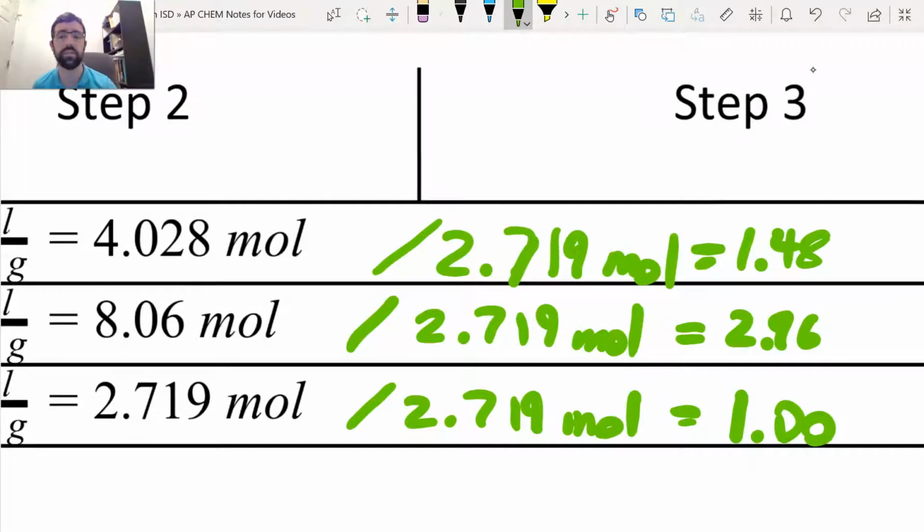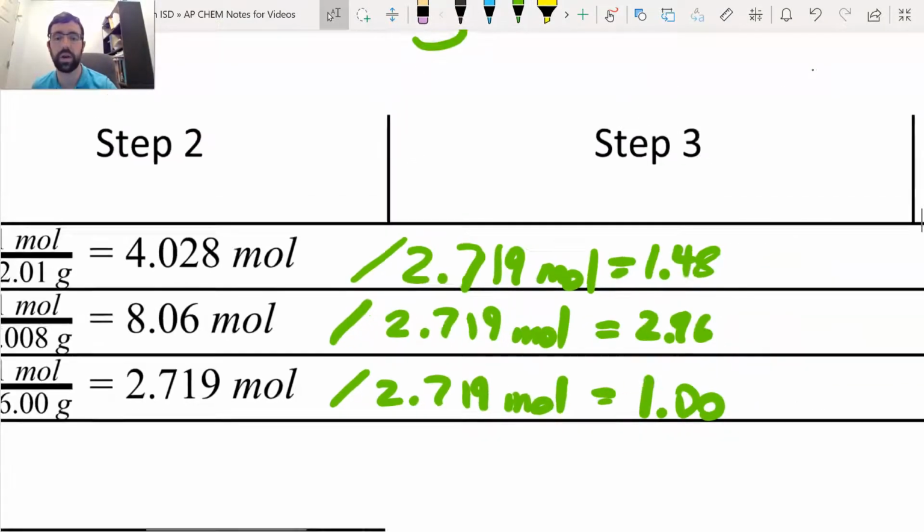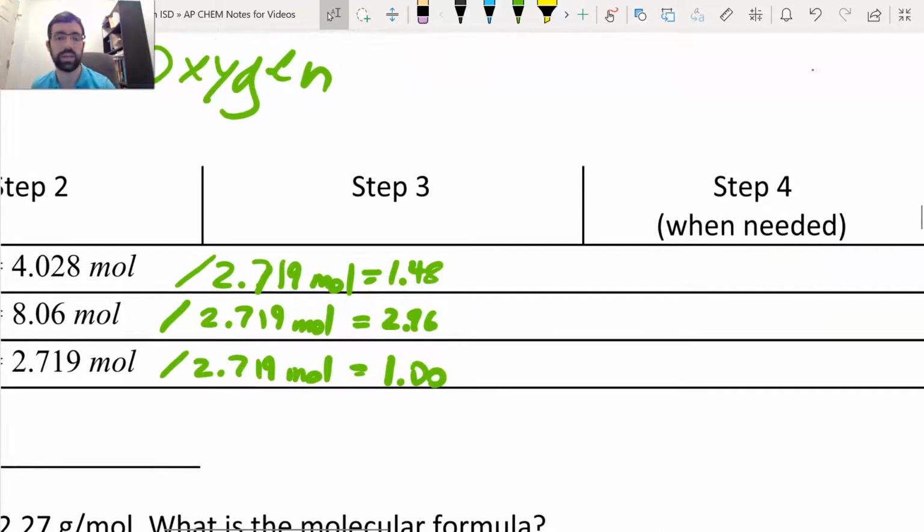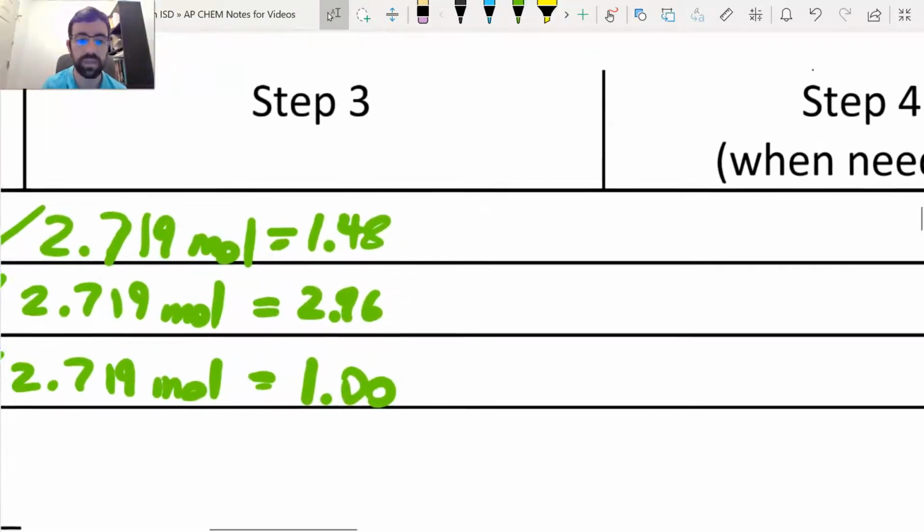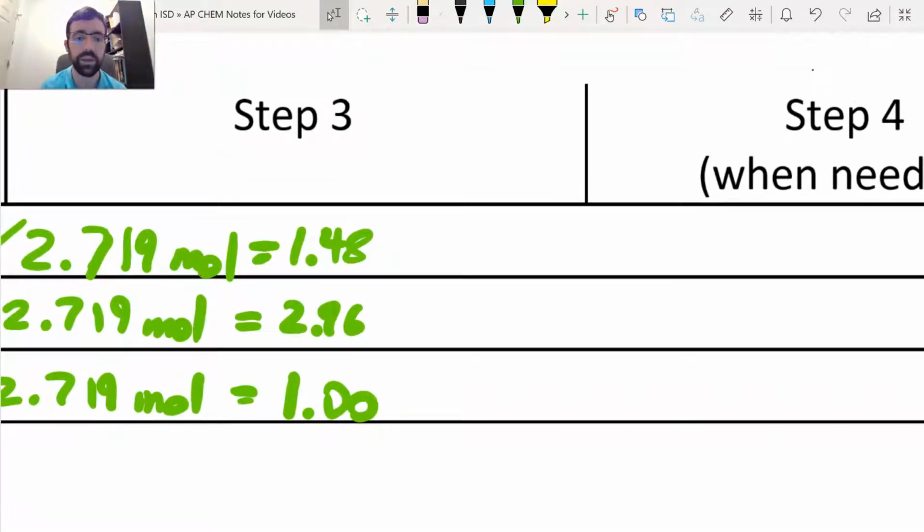Okay, a lot of times this is kind of the end of the process, because a lot of times that just simplifies it down to a nice whole number. But step 4 is done when needed, and that is when you don't have a nice whole number. Well, 1.00 is an exact whole number. 2.96 is close enough, we could call it 3, but 1.48 really isn't. So what we want to do is multiply by something that will bring it really close to a whole number.